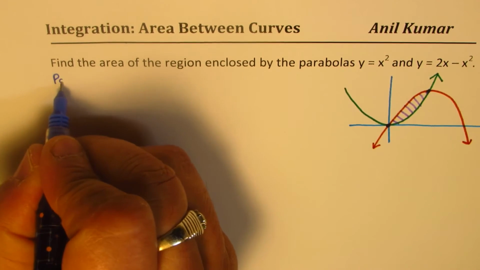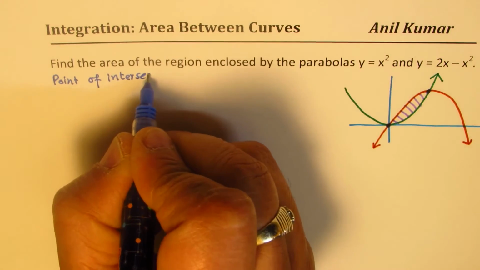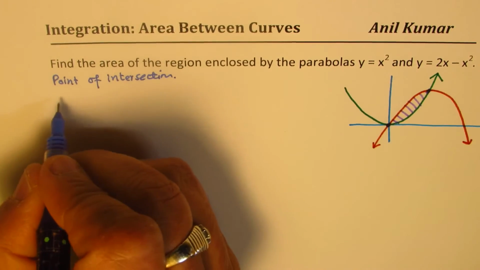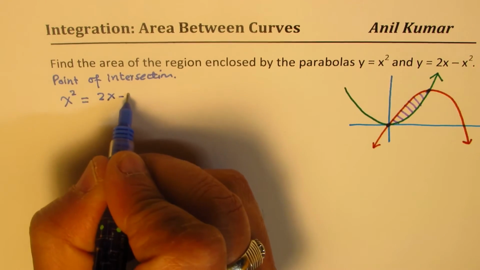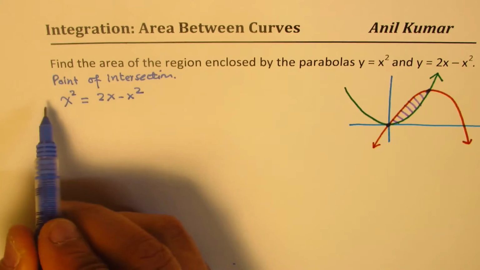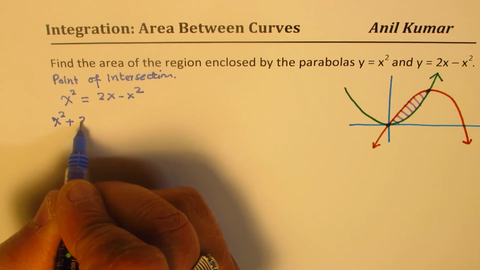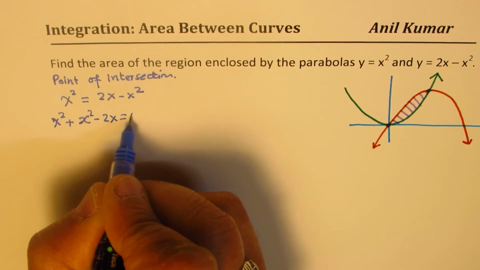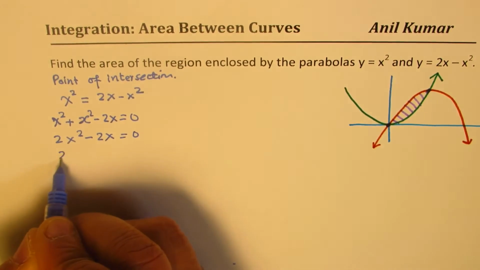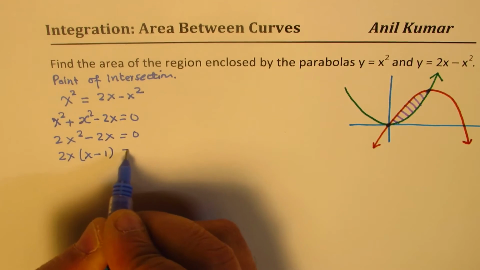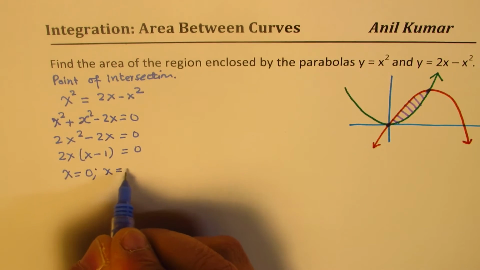Point of intersection. The two curves are x square and 2x minus x square. Right, so bringing them together, let's say on the left side, we get x square plus x square minus 2x equals 0. So we have 2x square minus 2x equals 0. 2x is common, so we get 2x times (x minus 1) equals 0. So that gives you 2 points. One is x equals 0, the other one is x equals 1.